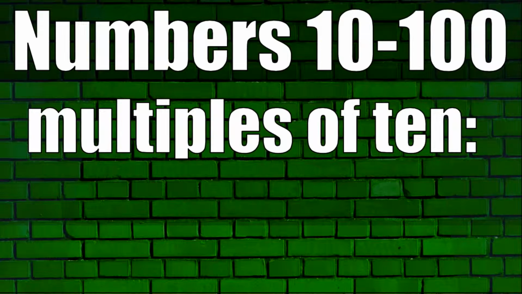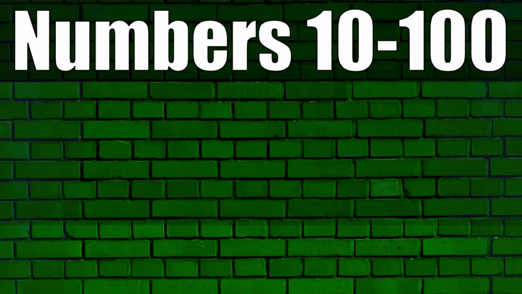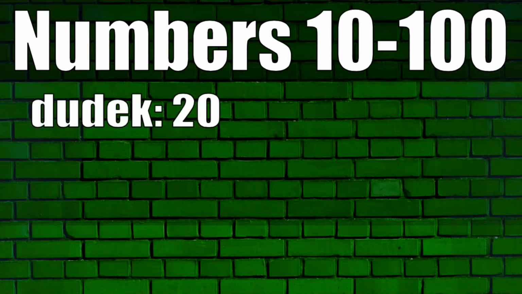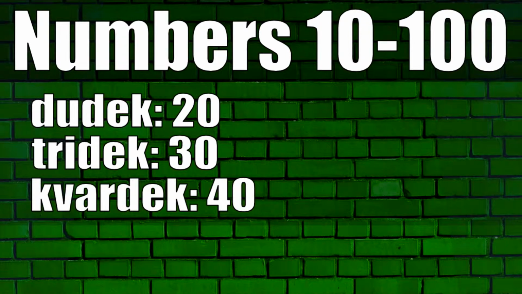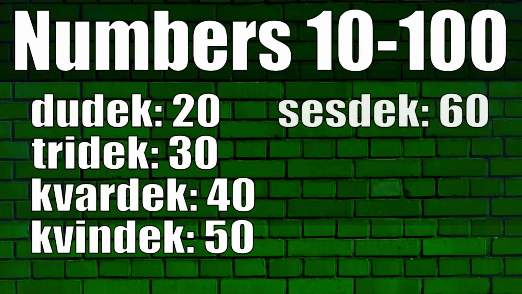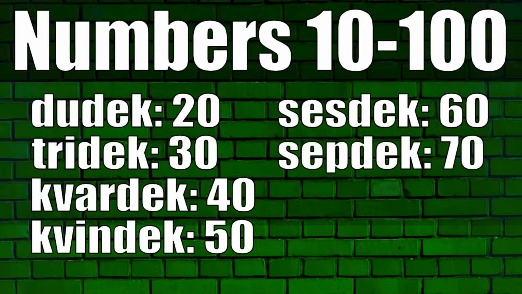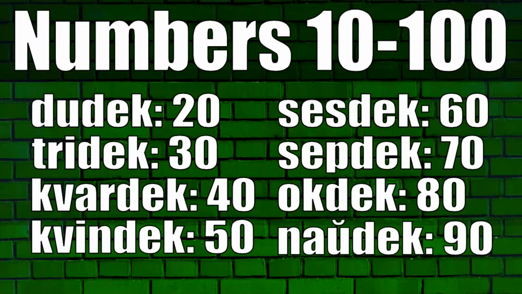For multiples of 10, you just say any number from 2 through 9 plus dek with no space in between. So we have dudek, 20, tridek, 30, kvardek, 40, kvindek, 50, sesdek, 60, sepdek, 70, okdek, 80, naudek, 90.